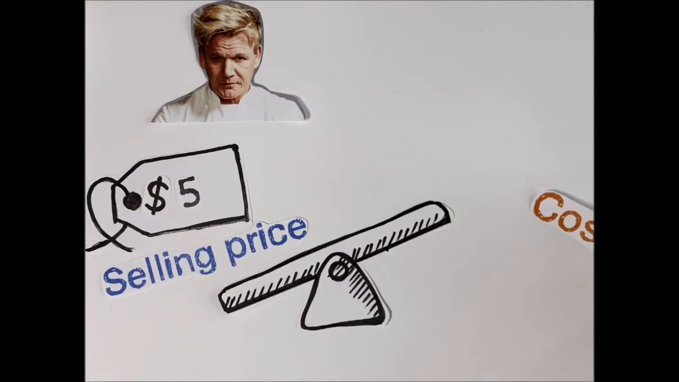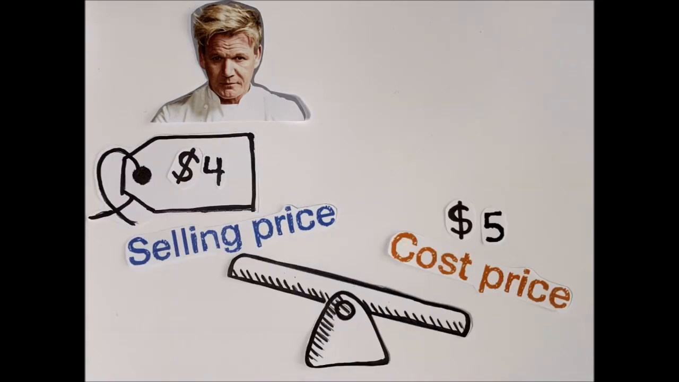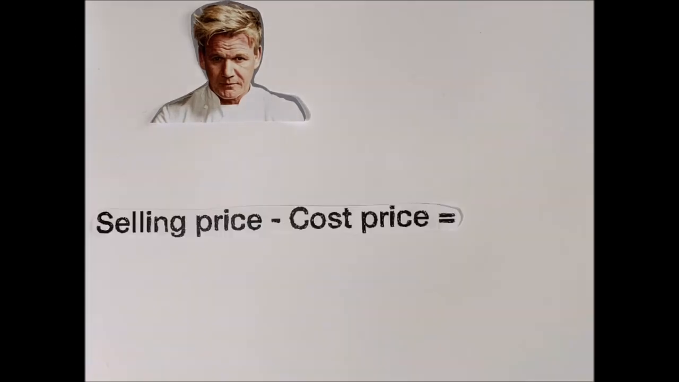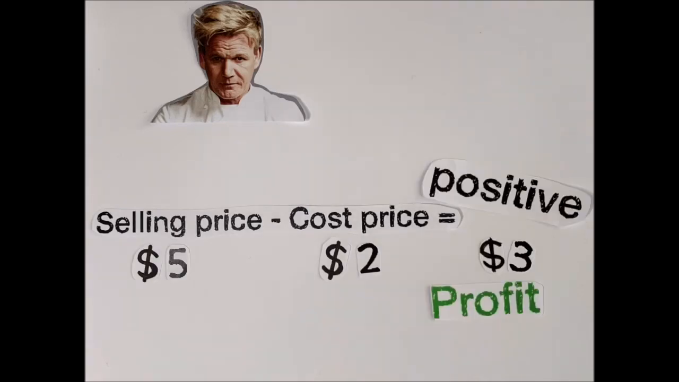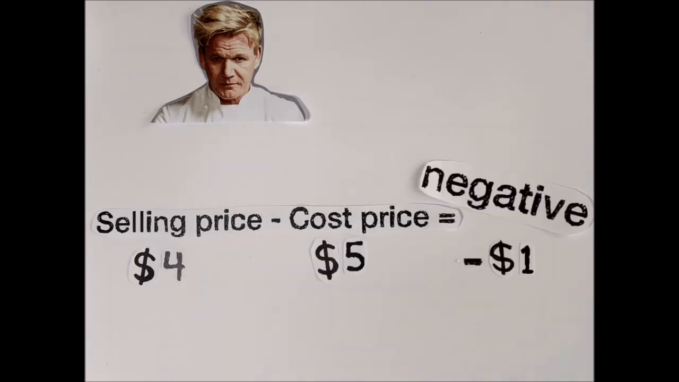His selling price is currently more than his cost price, which means he's making a profit. However, if his selling price was less than his cost price, he'd be making a loss. A simple way of figuring out whether or not you've made a profit or loss is finding the difference between the selling price and the cost price. If it's positive, you've made a profit. But if it's negative, you've made a loss.